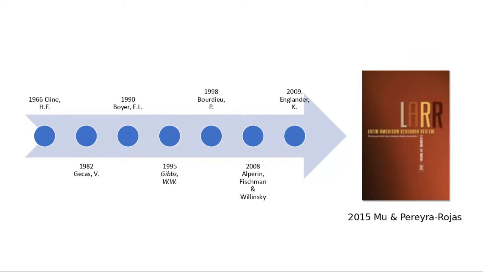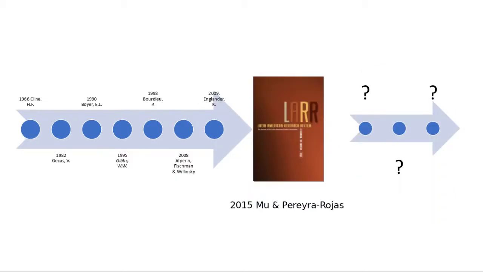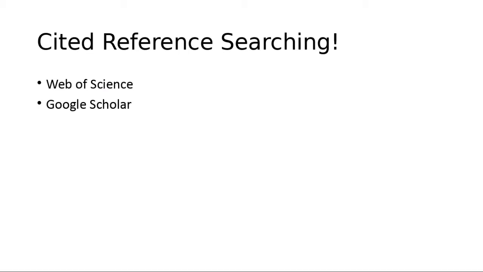But who got influenced later? Who read Mu and Pereira Rojas? What happened next? That's the big question, right? How can we even find out where this article sits in a continuum of articles? That's what cited reference searching is. And there are two main tools to do this. One is a database to which we subscribe called Web of Science, and you can also do it through Google Scholar. You'll get slightly different results in each of them, so if you want to be thorough, you'll use both. I'm going to show you now how to do that.